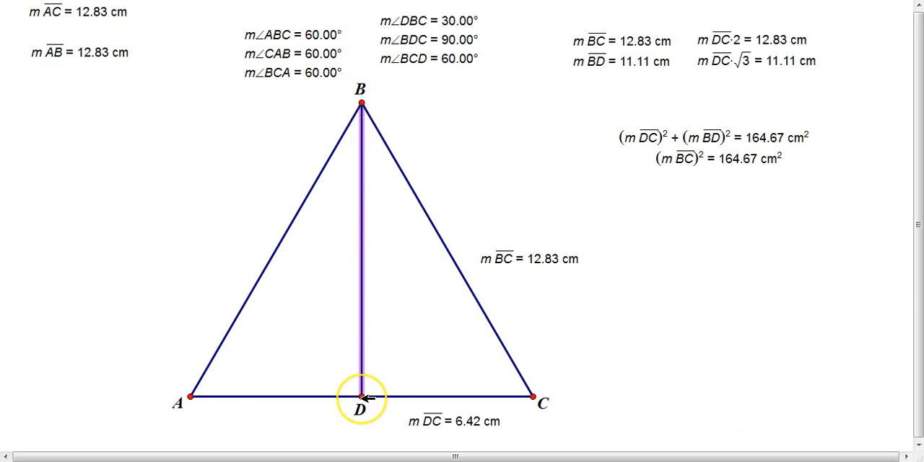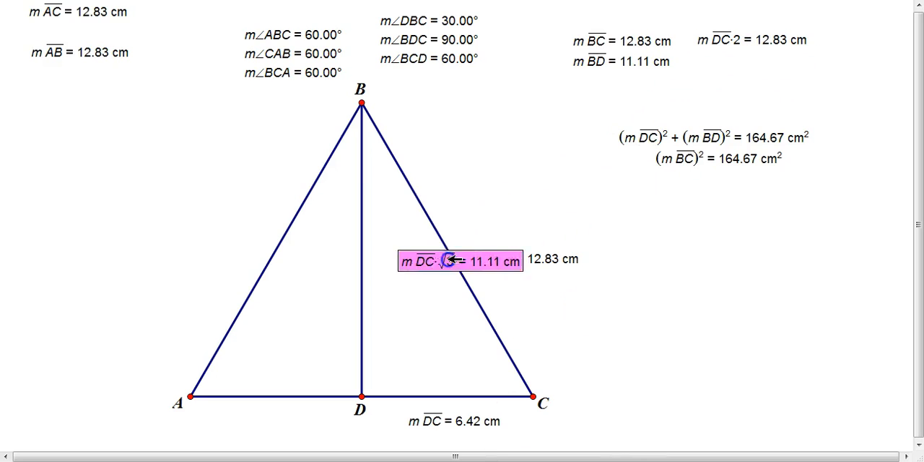The side length BD, or the longer leg, because it is opposite the 60-degree angle. So this is the long leg, it's opposite the 60-degree angle. This is the short leg, it's opposite the 30-degree angle. And this is the hypotenuse because it's opposite the right angle. So the length of the long leg is going to be the length of the short leg, in this case, 6.42, times the square root of 3.